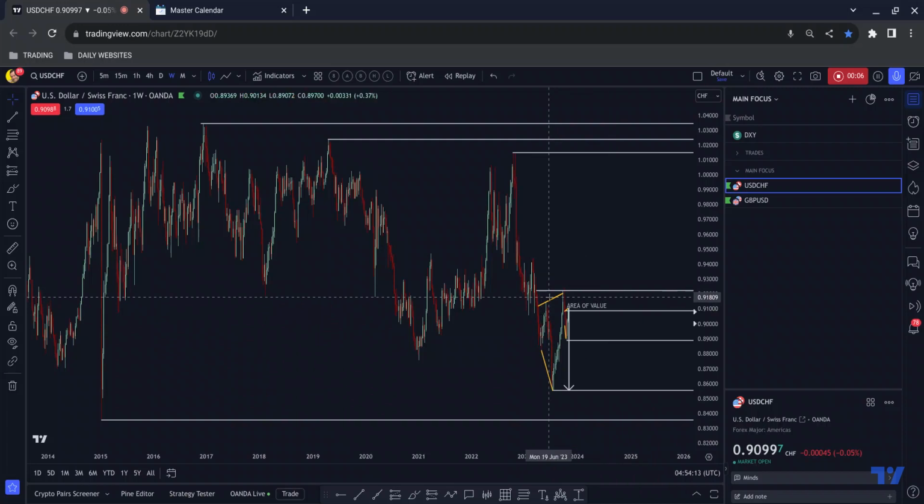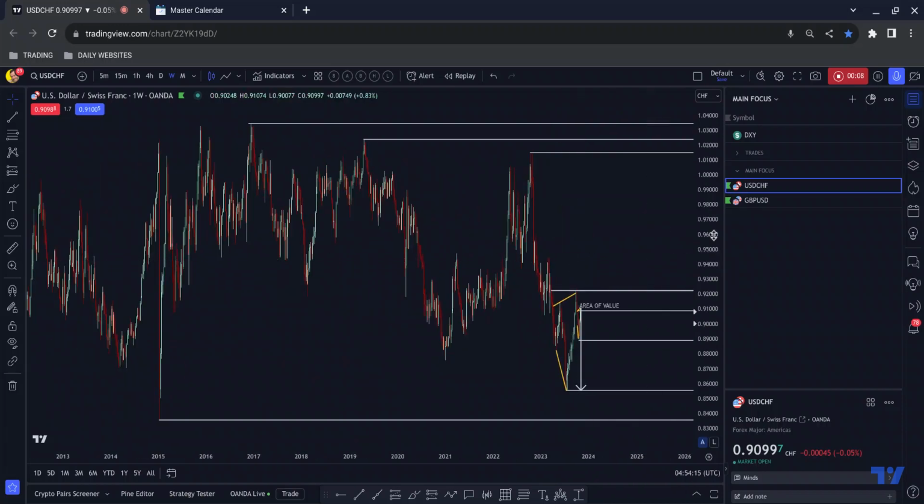So today I have two pairs on watch: dollar Swiss and pound dollar. As always, I'm going to break them down for you now and tell you what I will be looking for today from these pairs.